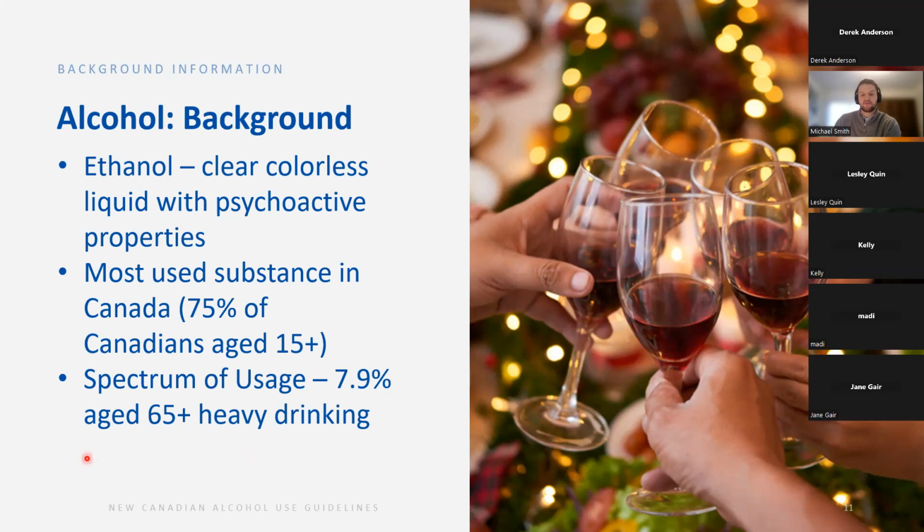There is a spectrum of alcohol usage, however, and most Canadians drink moderately, but in 2021, 7.9% of drinkers aged 65 and older reported heavy drinking, and that was being defined as 5 or more drinks for men and 4 or more drinks for women on one occasion, at least once a month in the past year. So not all drinking is the same, and we'll talk about what that means when we get more into the lecture.